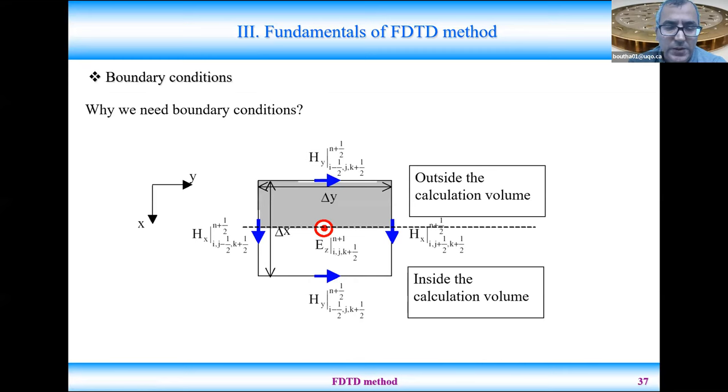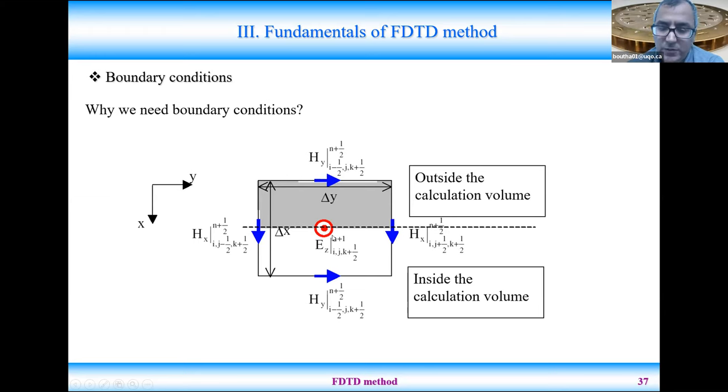So we talked about stability and accuracy. Now we talk about the boundary condition. First, why do we need a boundary condition? Suppose this is a computational volume, what we see here. Inside the computational volume, we have this EZ, which is at the boundary, HY, which is inside, and HX here and HX here, they are at the boundary. In order to update EZ, we have seen before that we need the HY that is here and the HY that is here. But this HY is outside the computational volume. That means we cannot use the update equation of EZ that we've seen before. We have to do something special for this EZ, because we don't have this HY. That's why we need some condition at the boundary.